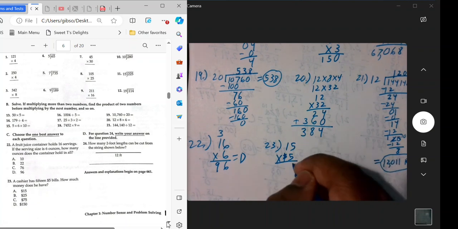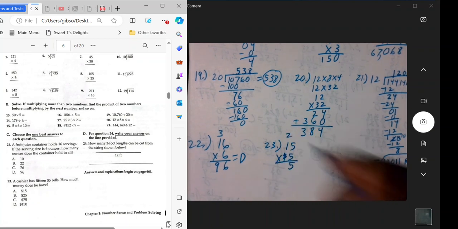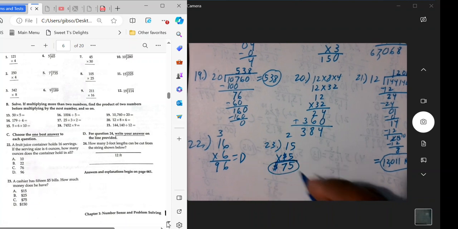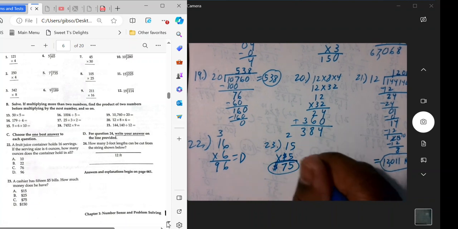So 5 times 5 is 25. Bring down your 5, carry your 2. 5 times 1 is 5 plus 2 is 7. So it'll be $75, which is C.